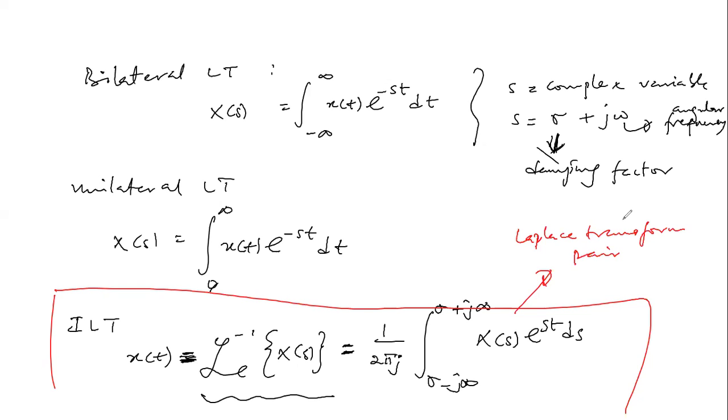Sorry, sir. What were your upper and lower limits for the integral for the ILT? Is that R plus j infinity? Oh, it's sigma, the damping factor. It's not R. The name of this symbol is sigma. That's why we call it the damping factor. Sigma is the damping factor, while this is the angular frequency omega, not W. Is that clear?